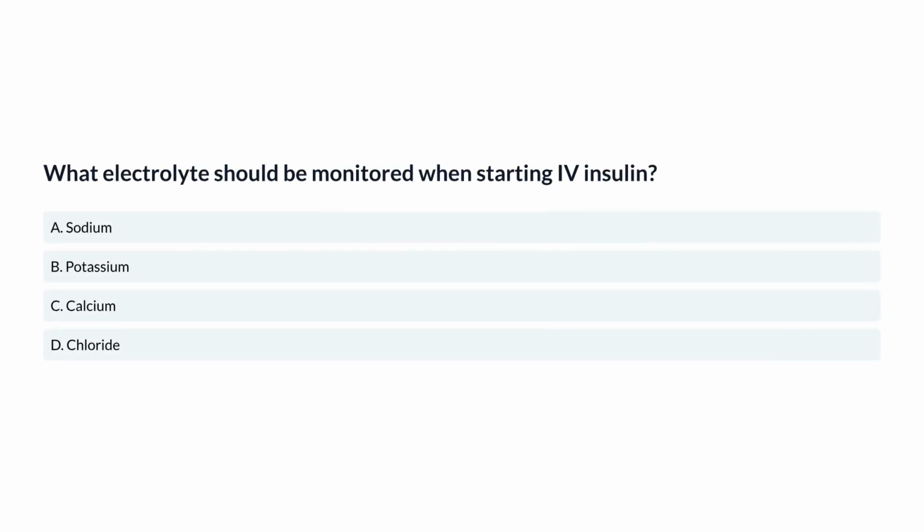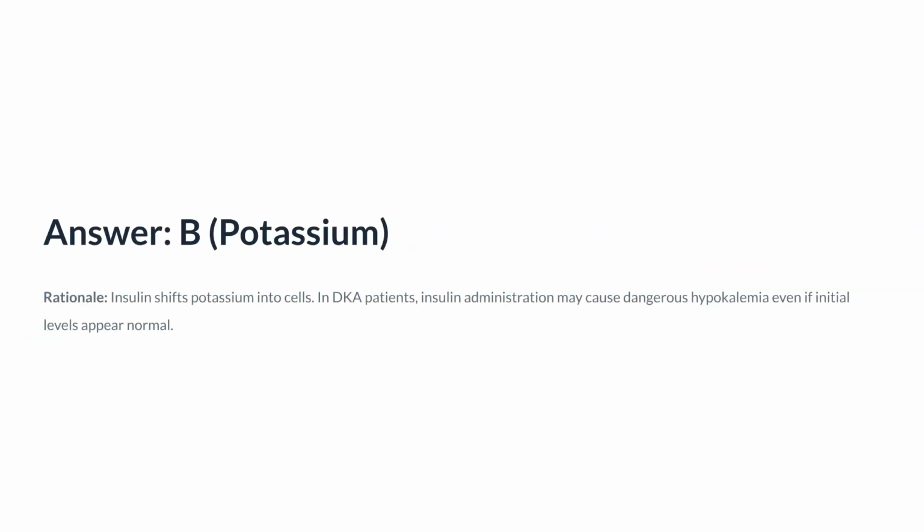What electrolyte should be monitored when starting IV insulin? Answer, B, potassium. Insulin promotes the shift of potassium into cells. For patients with diabetic ketoacidosis, IV insulin can cause dangerous hypokalemia, even if initial levels were normal.